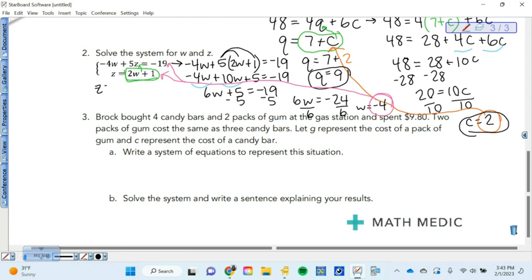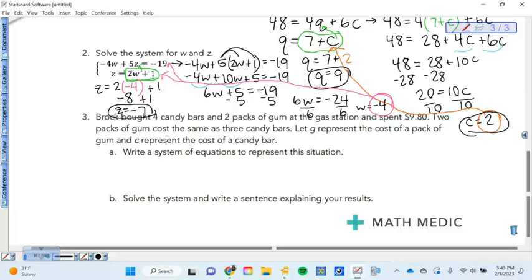So I get Z equals 2 times negative 4 plus 1. What's 2 times negative 4? Negative 8 plus 1 is negative 7. So W equals negative 4 and Z equals negative 7. That's my answer. Right? Make sure we have both parts. Okay, and then last but not least, you guys back there.